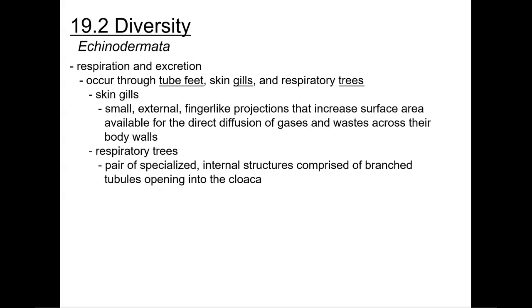Now, the skin gills are going to be small external finger-like projections that are going to increase surface area available for direct diffusion of gases and waste across the body wall. The respiratory tree is going to be a pair of specialized internal structures comprised of branched tubules that open into the cloaca.